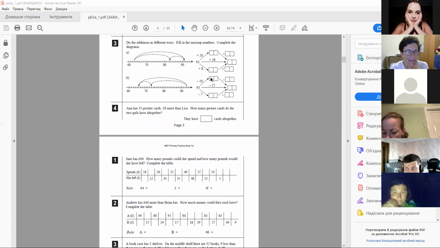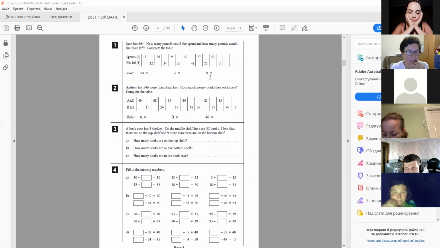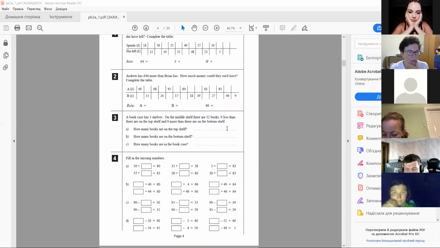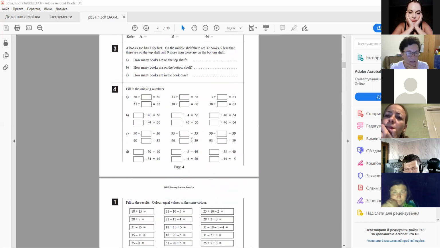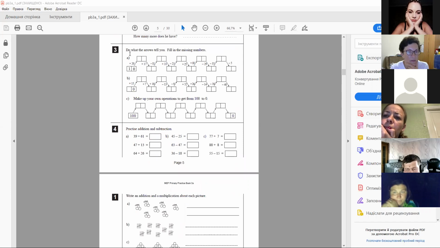Some tasks are really good. Like: a bookcase has 3 shelves, on the middle shelf, and so on. This is a great task. And I saw how kids do it. They can do it with some help, but they can. So that will be the British book, and I will also ask you to go through the British book.